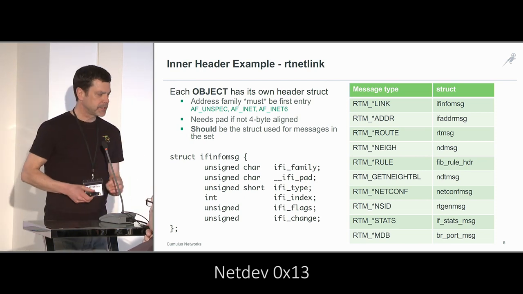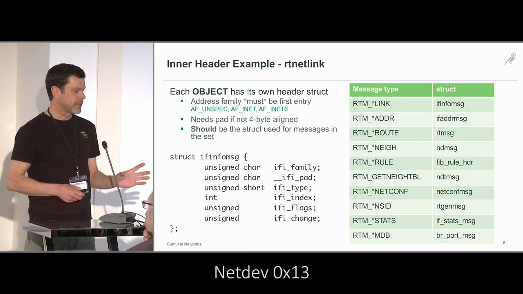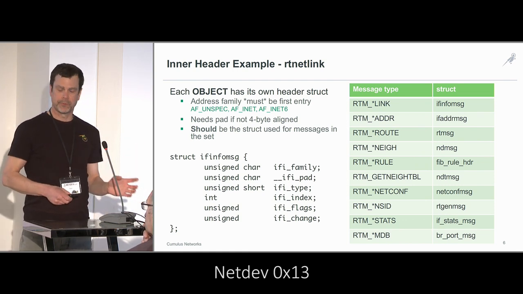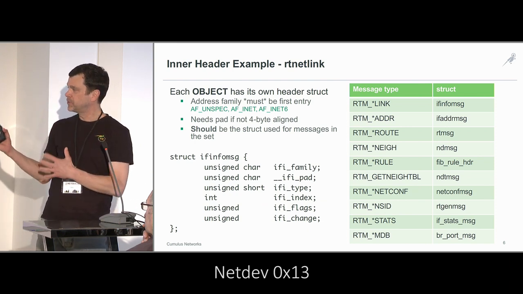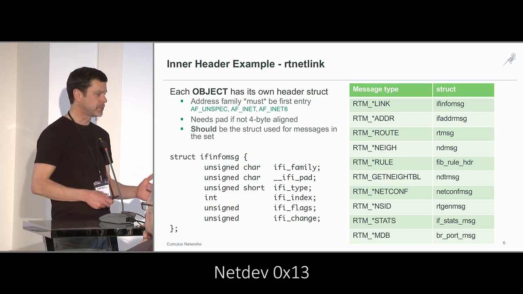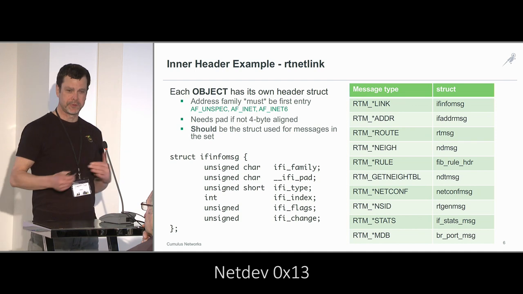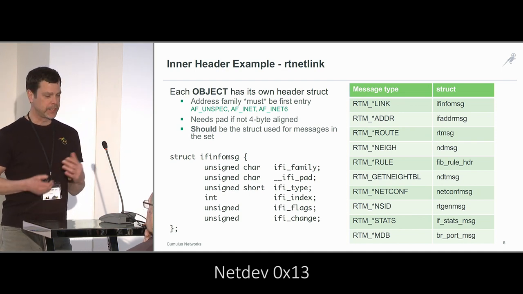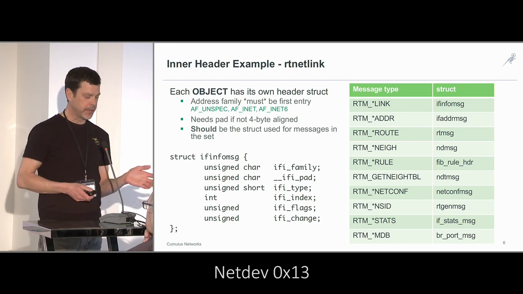As I showed earlier in that slide of the message format, each object has its own header struct. So for example, if I'm doing a link, it's an ifinfomsg, and I have the struct there as an example. If I'm doing neighbors, it's an ndmsg struct. That is the theory. That's what's supposed to be happening for all these different message types. So if I'm sending a new link, or a get link, or delete link, I have an ifinfomsg in front.